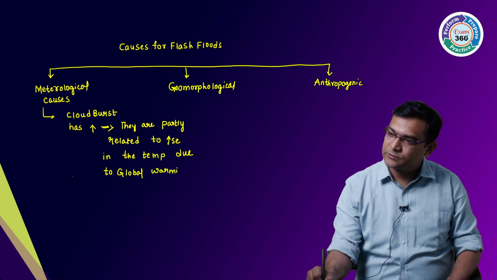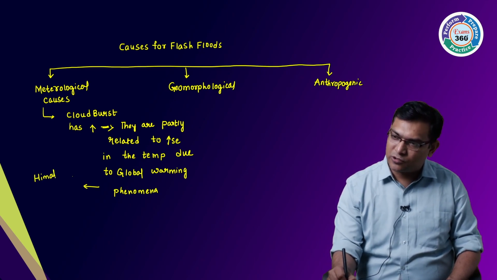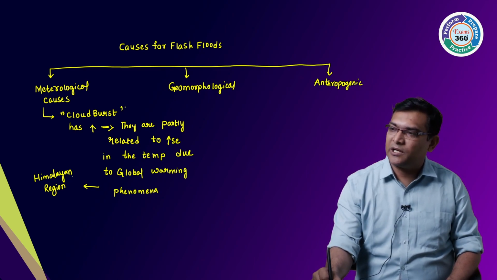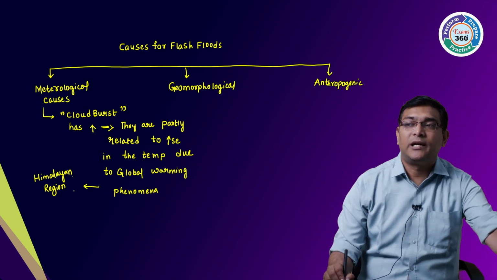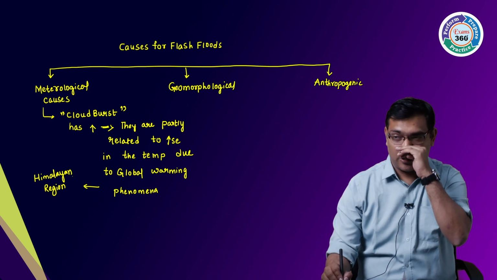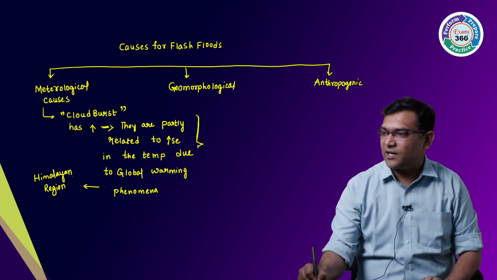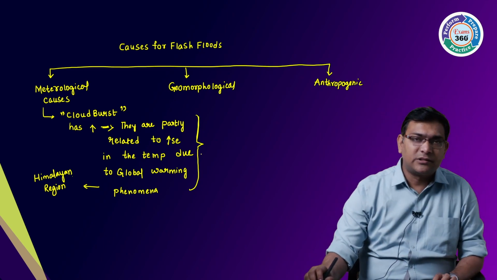Warming phenomena, in where? In the Himalayan regions particularly. And these are highly prone also. Himalayan regions are highly prone. So where does the cloudburst phenomena occur? In the Himalayan regions. So I can say that these areas are highly related with the Himalayan regions. So with cloudburst phenomena, there is a high chance of flash floods occurring here. Okay, so this is the first thing.